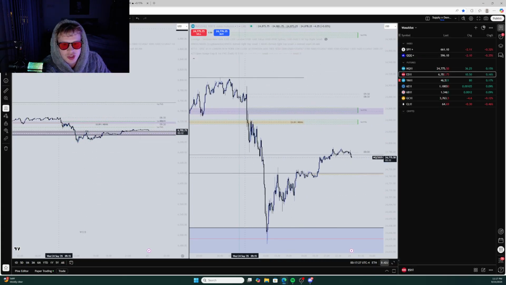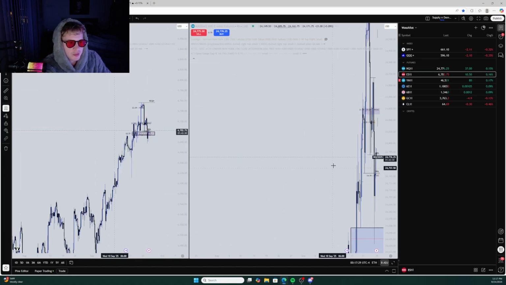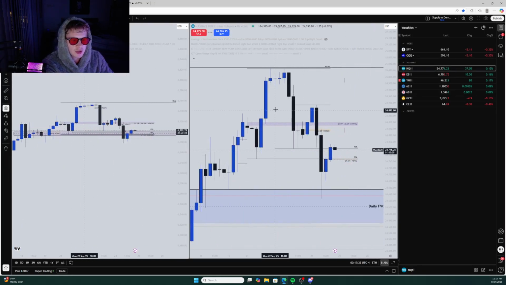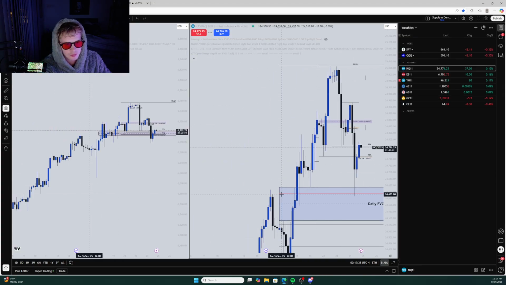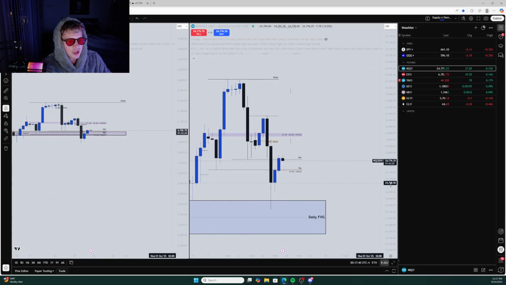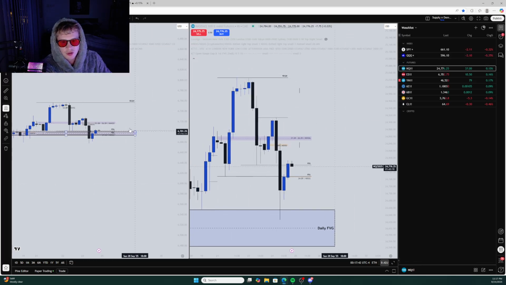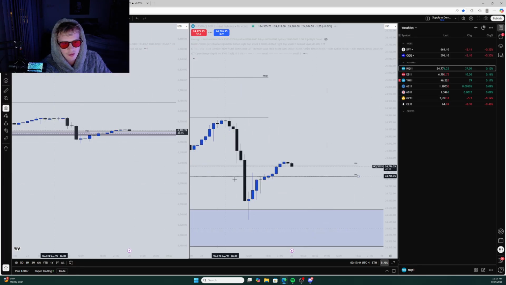But I'm going to show the possible trade that I was looking at. Obviously, I was bearish after we inversed this 4-hour, with these lows being in premium. But yeah, let's go into it. So, respecting the 4-hour fair value gap.